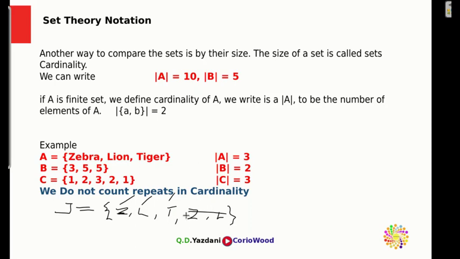So this zebra and lion repeat, we do not count. Here the cardinality of J, which is the size of J, we put as 3. So the cardinality of J is 3. We say 1, 2 and 3, and we don't count this one, which is a repeat of the zebra, or this one, which is a repeat of the lion. So the cardinality of J is 3.